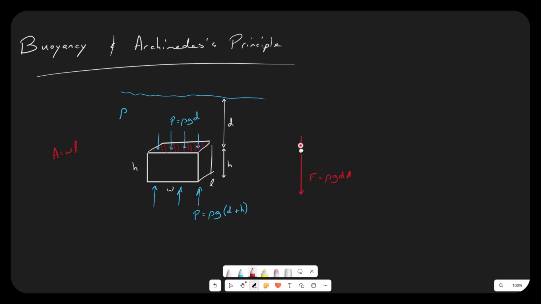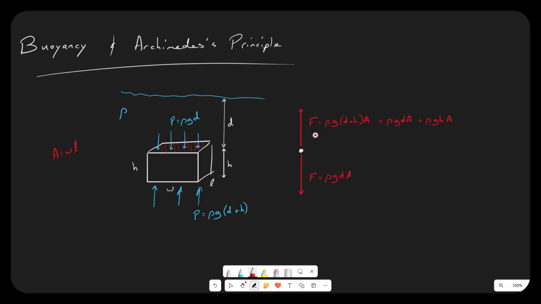We get an upward force of rho g (d plus h) times the area, or rho g d A plus rho g h A. If we look at the difference between these, and yes, we do still have the downward force from gravity from the weight of the block, we'll talk about that in a moment.